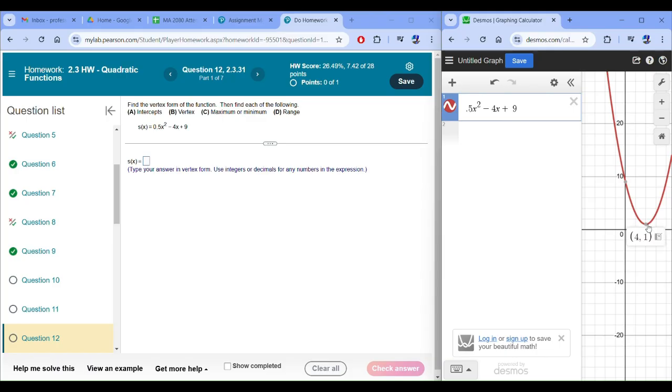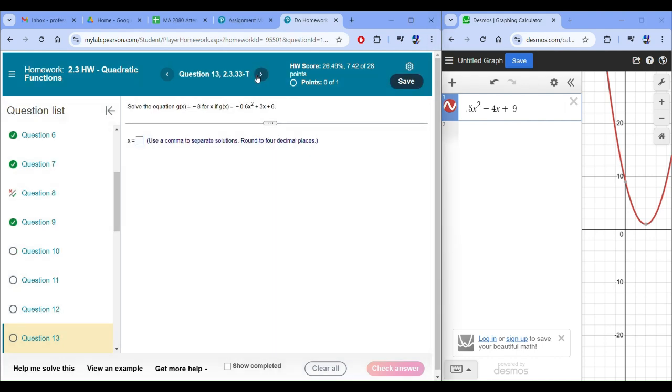So first it wants this in vertex form. You could write that. I see no problems here. It should be pretty straightforward. Moving on. So here, solve the equation for g of x is equal to -8.